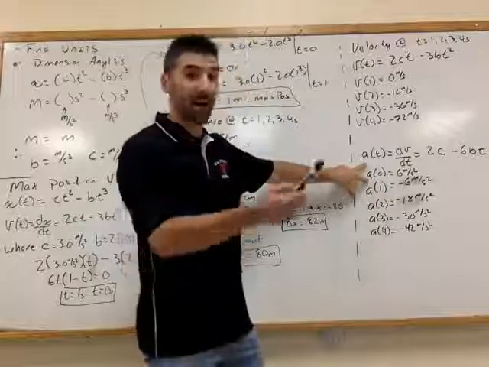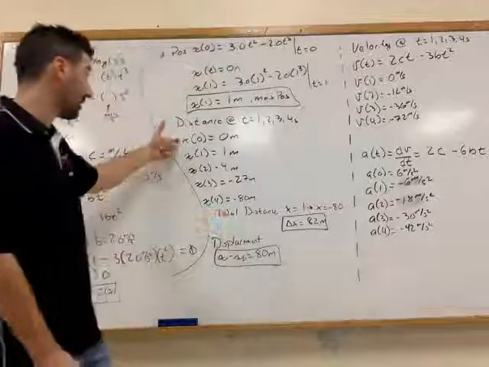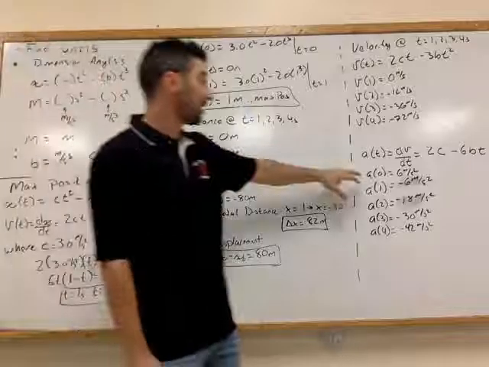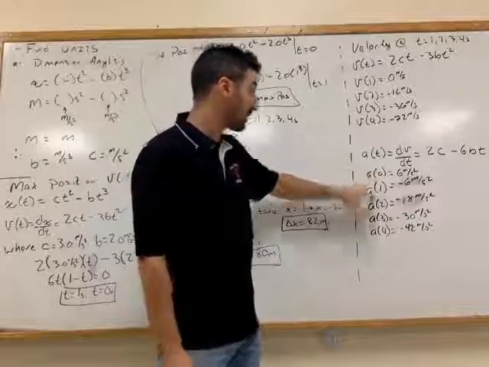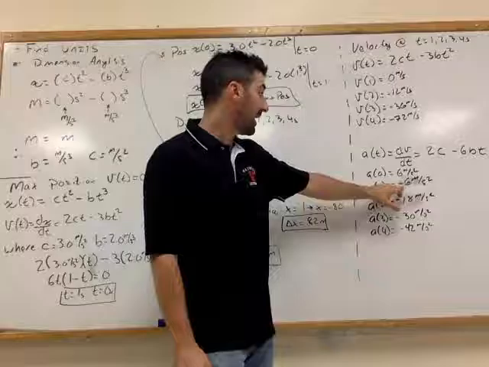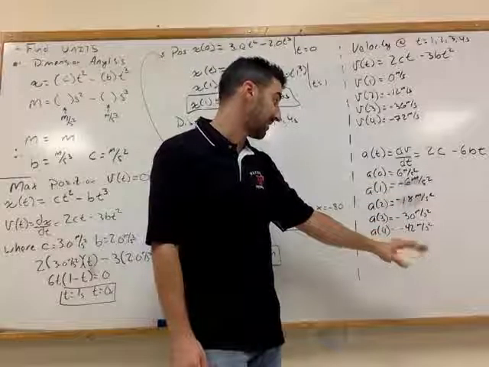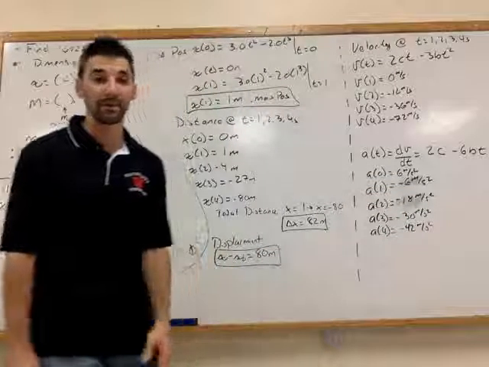It started out with a positive acceleration, which makes sense because I was going from 0 to 1. Then it slowed down, stopped, and came back in the opposite direction. -6, -18, -30, -42 meters per second squared.